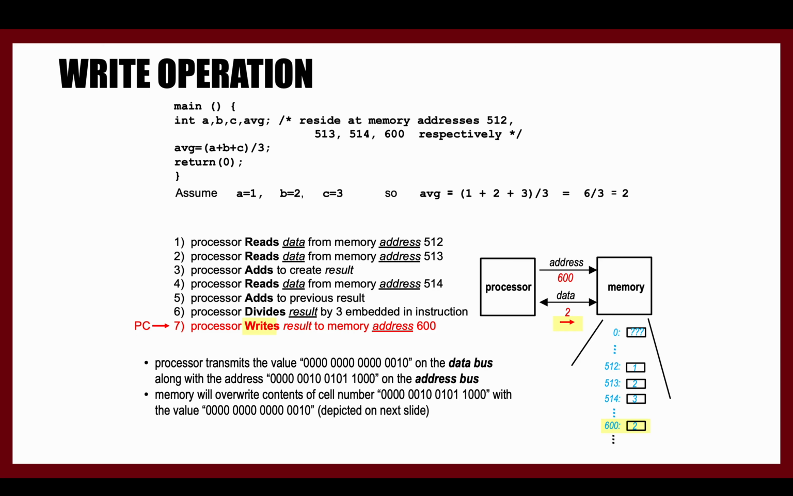When a processor is writing the result to memory, it sends the value 2 in binary to the data bus. Simultaneously, it sends the address 600 to the address bus. The memory, upon receiving this, overwrites the content of cell number 600 with the value 2 in binary.